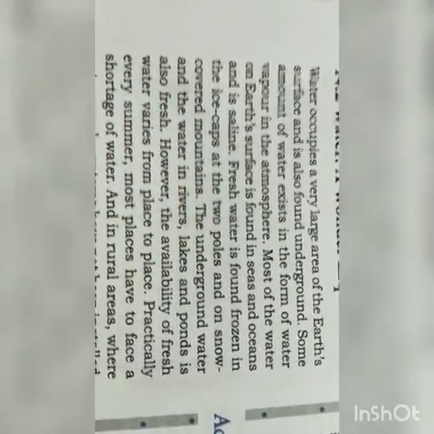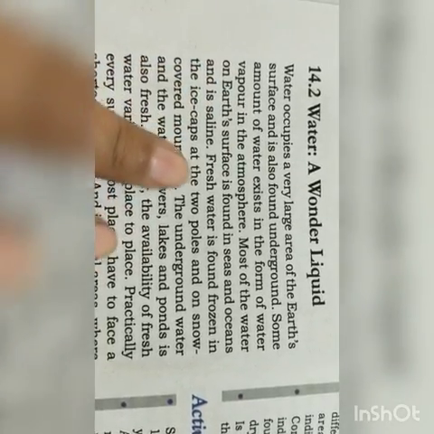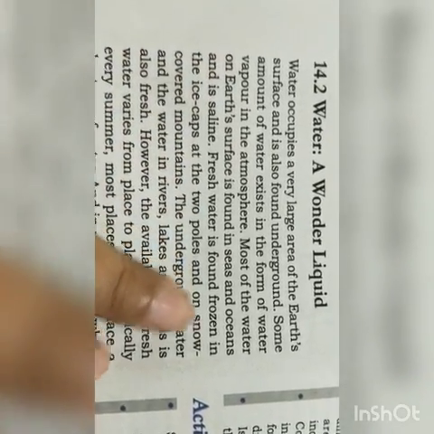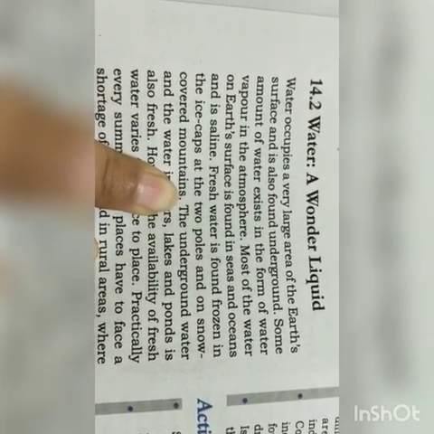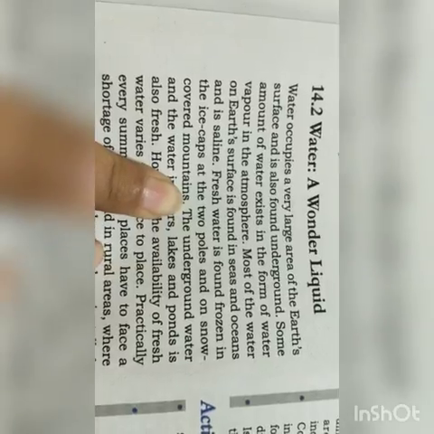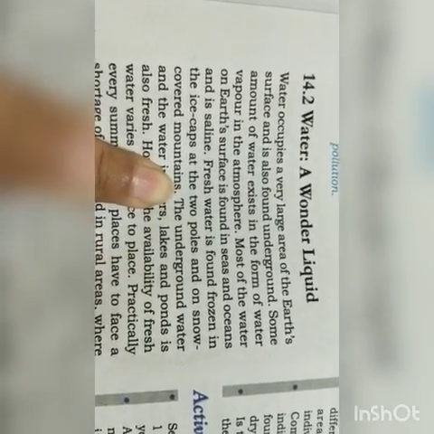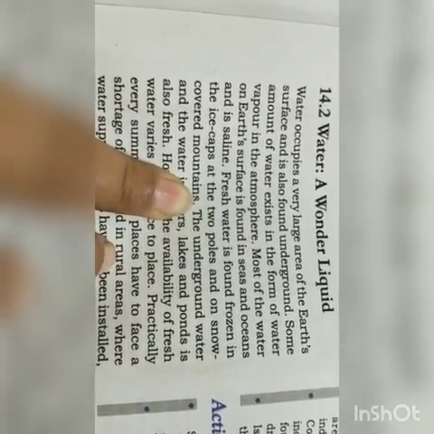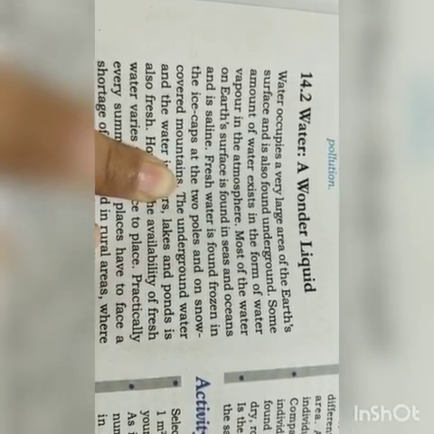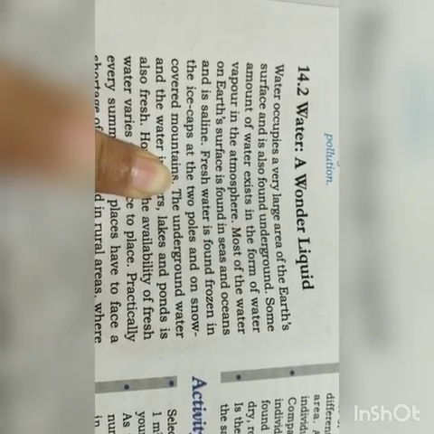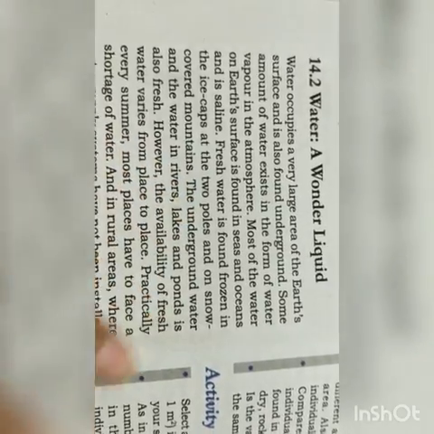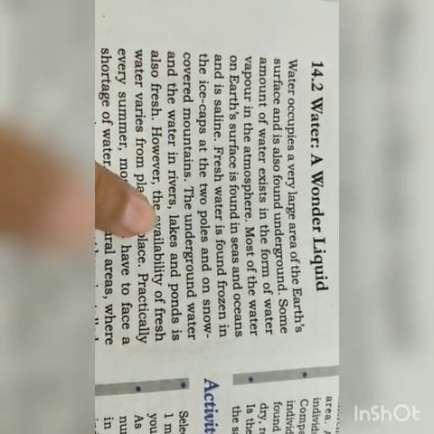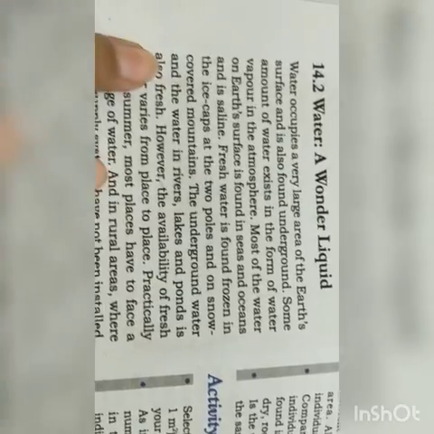Fresh water is found frozen in the ice caps at the two poles and on snow-covered mountains. So fresh water you will find frozen, in the ice form, in the ice caps at the two poles of the earth, and on the mountains covered in snow. The underground water and the water in rivers, lakes and ponds is also fresh.